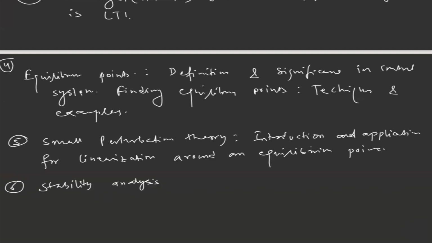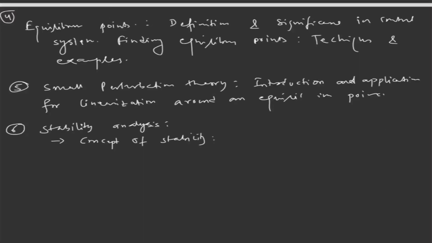So under this part, we have discussed the concept of stability. Here we have discussed what it means for a system to be stable at an equilibrium point.